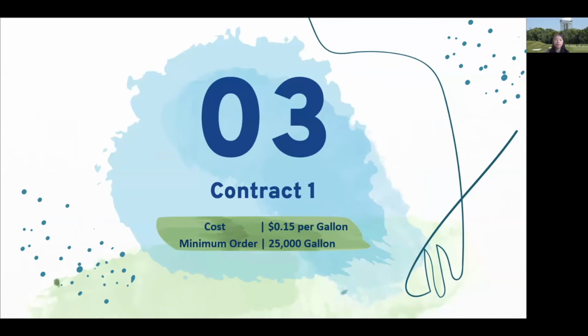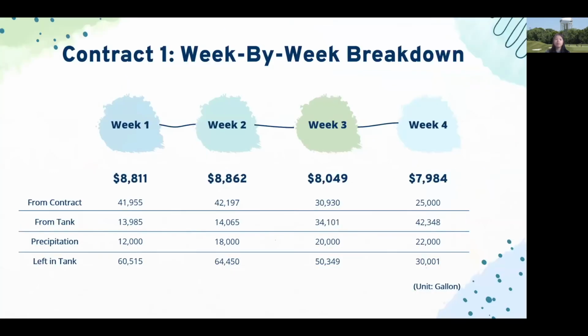Thank you, Paul. In contract 1, the cost of the water is 50 cents per gallon and the minimum order is 25,000 gallons. To receive the optimal amount of the water, we also need to consider the following constraints, such as XYZ needs to use at least 25% of the water from the water tank, but also needs to keep a minimum of 30,000 gallons in the tank. In addition, the water tank will add water each week because of the expected precipitation. We also need to change the treatment cost when it comes to week 3 and week 4.